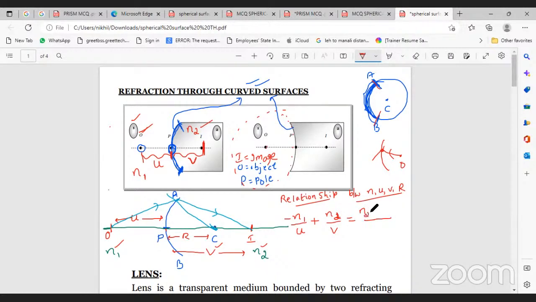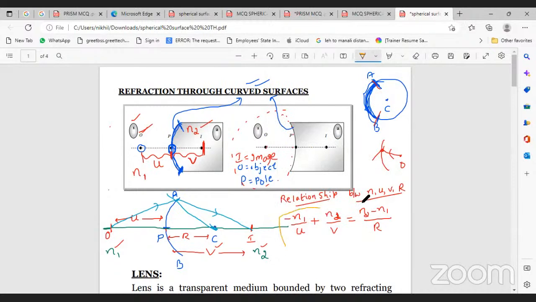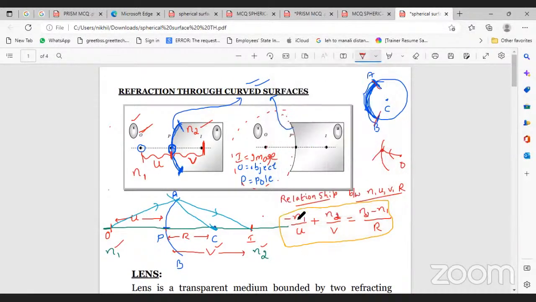refractive index of image medium minus refractive index of object medium divided by the radius of curvature. So please remember this formula. What is the formula for the relation between N, U, V, R? Or what is the refraction formula for a curved surface? Minus N1 by U plus N2 by V is equal to N2 minus N1 by R. You have to use this particular formula for refraction through a spherical surface.